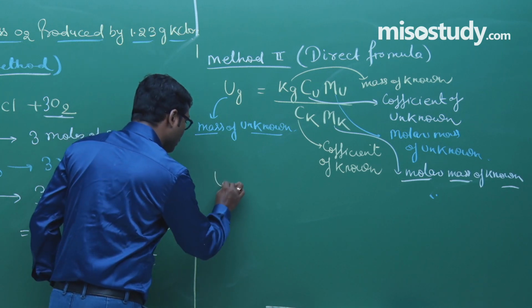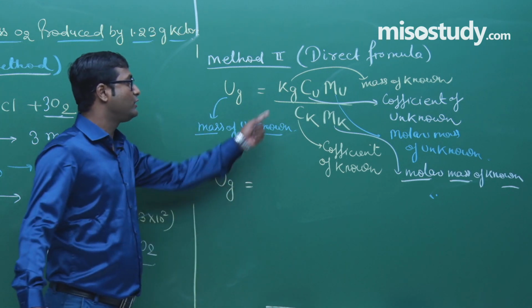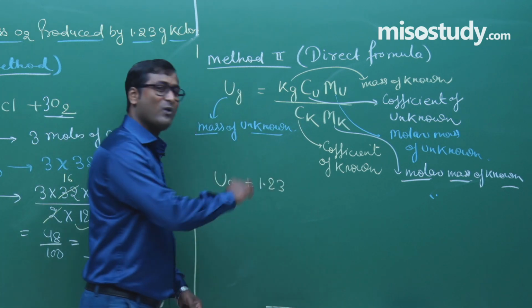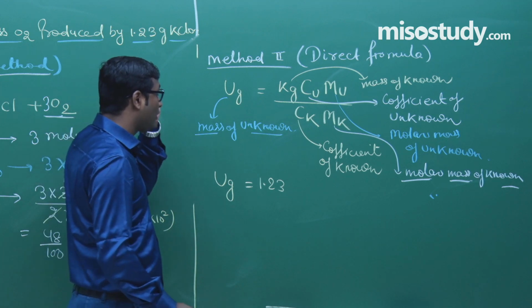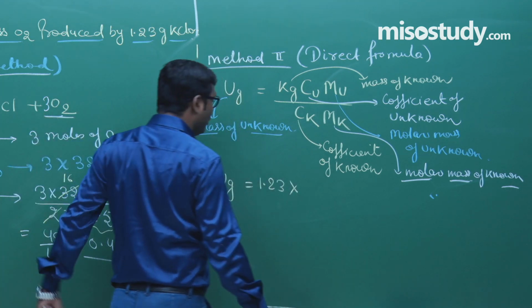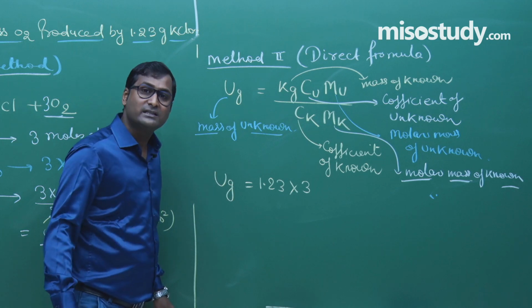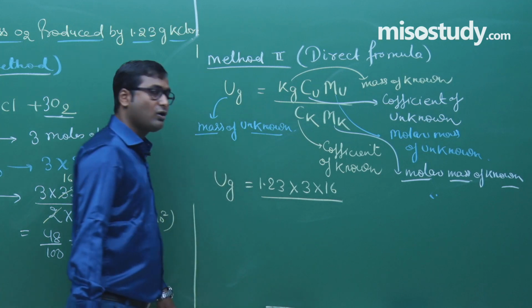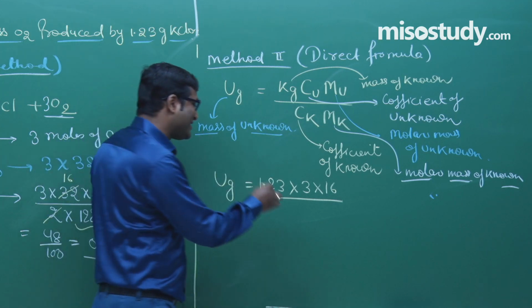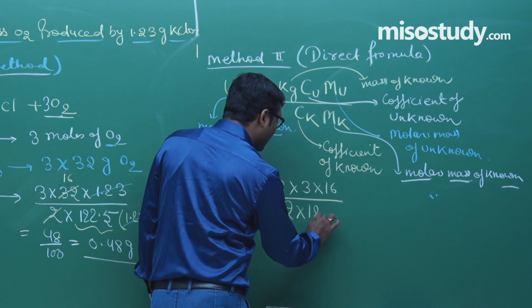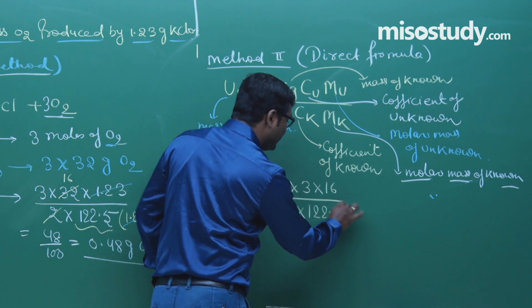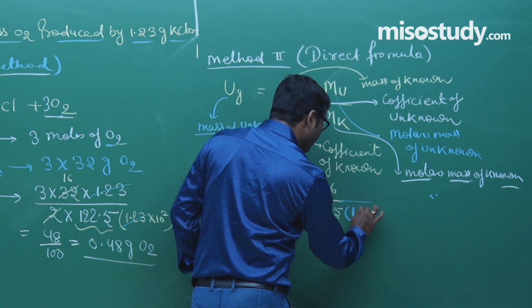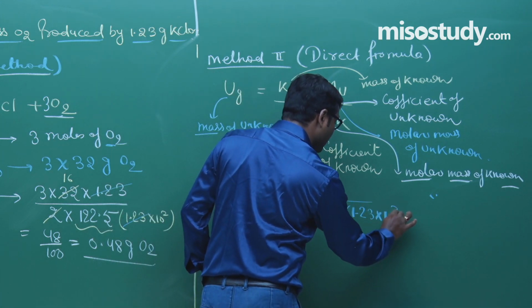Mass of unknown is equal to, what is given here? 1.23. Put the value, my friend, 1.23. What is the coefficient of unknown? Unknown is O2, so put here 3, my friend. What is the molecular mass of oxygen? That is 16. Divided by, what is the coefficient before KClO3? It is 2. And what is the molecular mass of KClO3? 122.5. It can be written like this. Tell me, sir, 1.23 into 10 to the power 2.